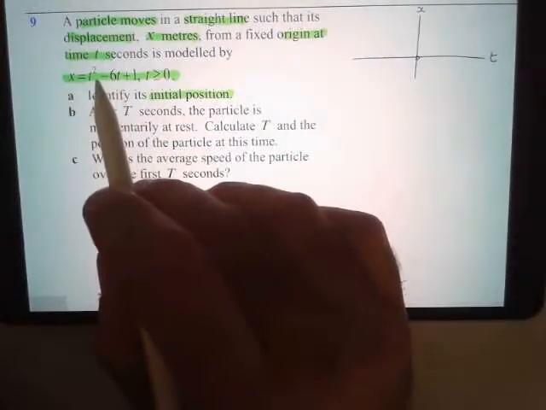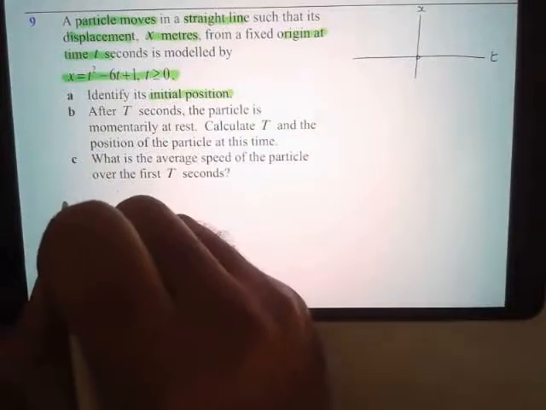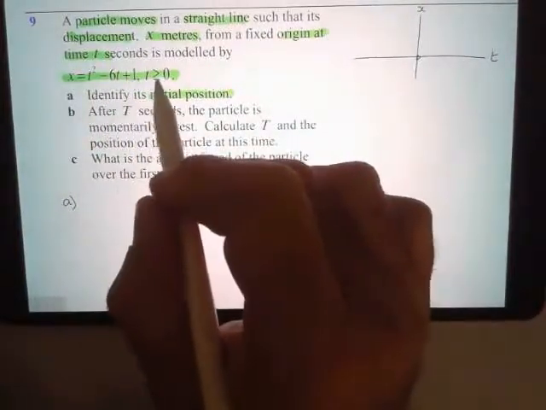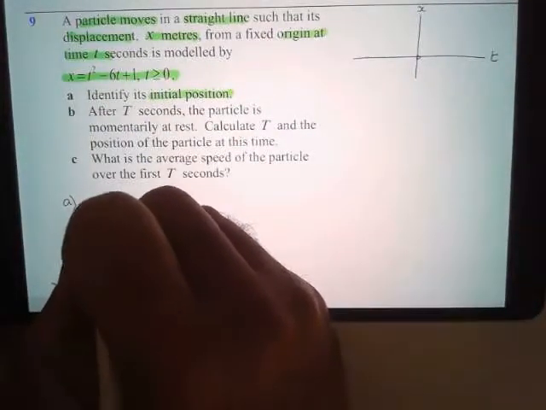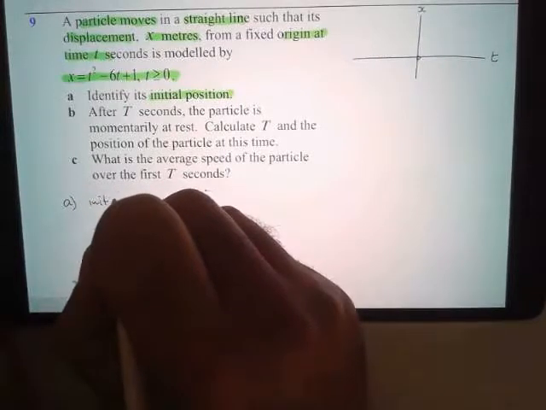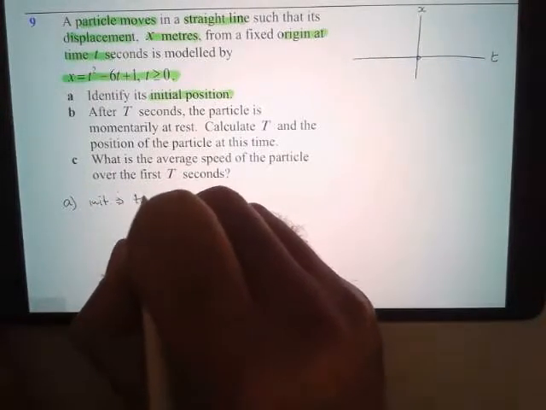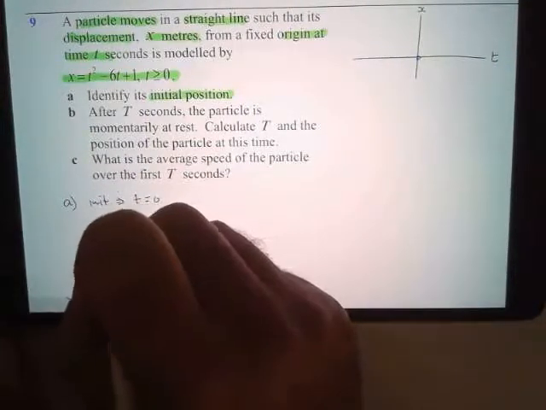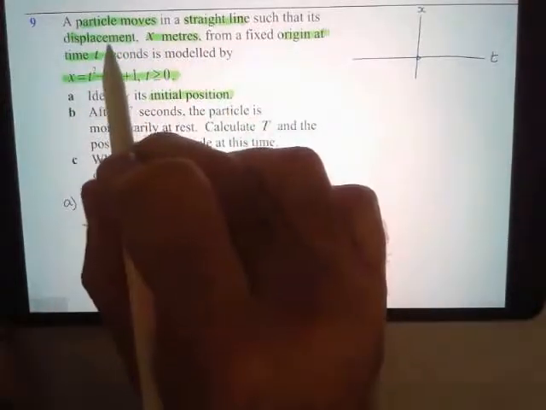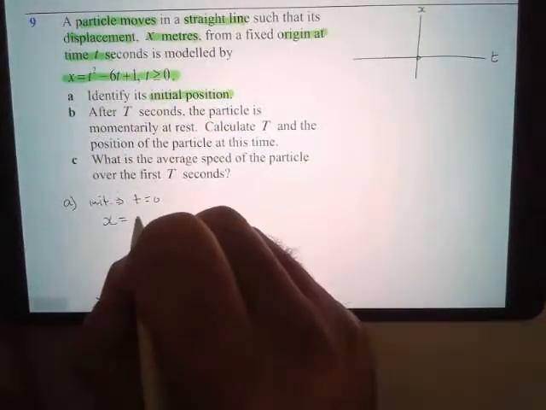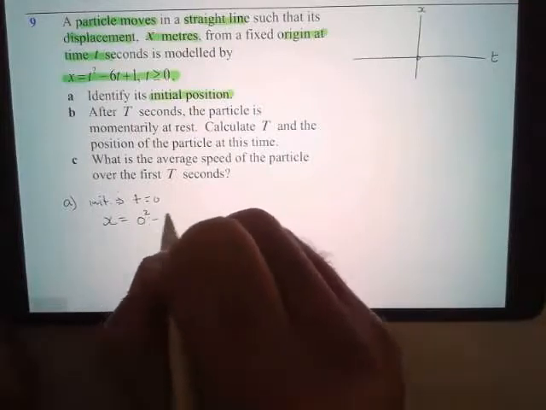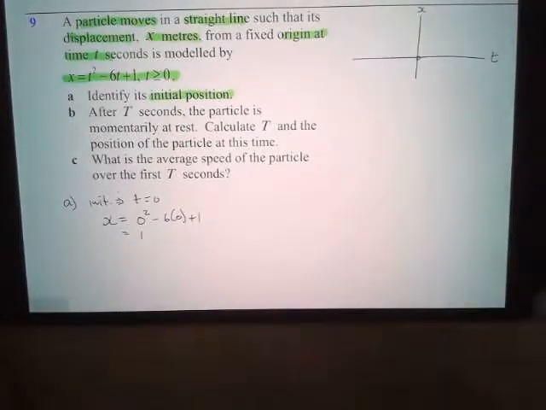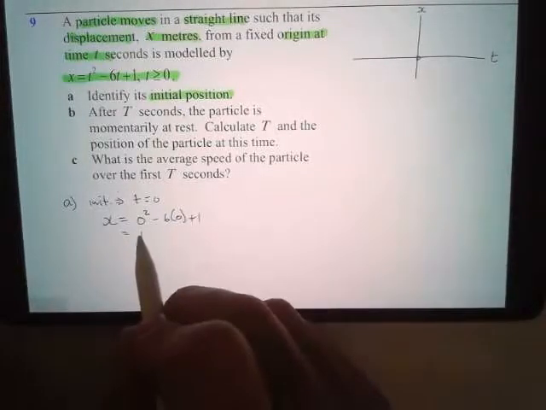So on my graph, the initial position for A is where time is 0. Initially, time equals 0. And when time was 0, what was x? The distance x, because x is the displacement, how far it was away, equals 0 squared minus 6 times 0 plus 1. So the answer is 1. So at the start, it was positive 1.